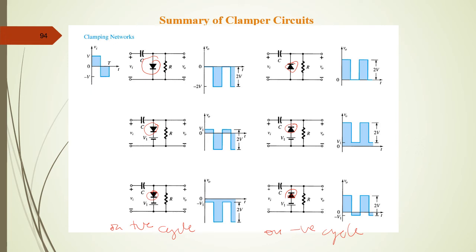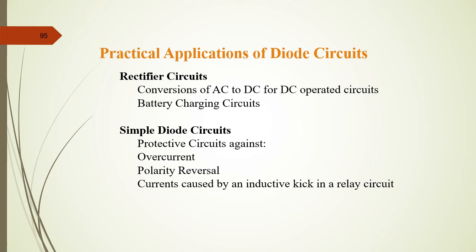Try to understand this. Next, we go to the practical applications of diode circuits. We have rectifier circuits, for the conversion of AC to DC for DC operated circuits, and we can also have rectifier circuits for battery charging circuits. And then the simple diode circuits, we have protective circuits against overcurrent, polarity reversals, and currents caused by any negative kick in the relay circuit. These are the two most common applications for the diode circuits.